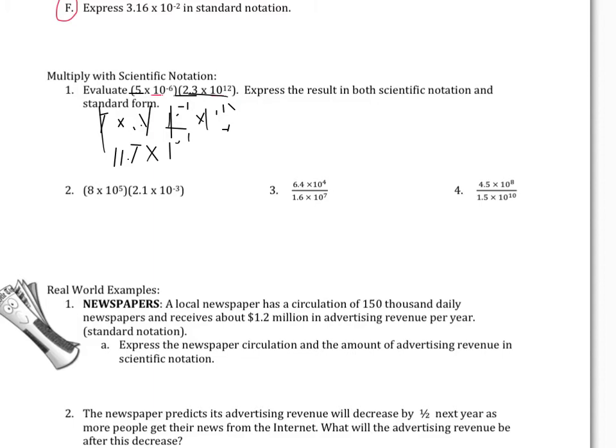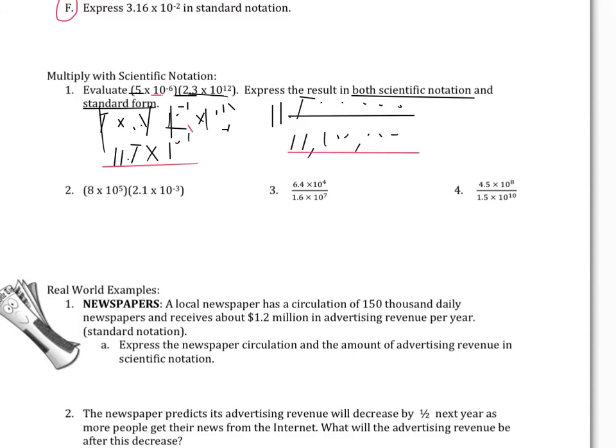But if you look back at our question, they want us to write it in both scientific notation and standard form. So we're going to take 11.5 times 10 to the 6th and write it in standard form. So we're going to move the decimal place 6 times to the right because it's a positive 6. So we move it 1, 2, 3, 4, 5, 6. Use our zeros to fill these spaces. And we're left with 11,500,000. So that's going to be our final answer.